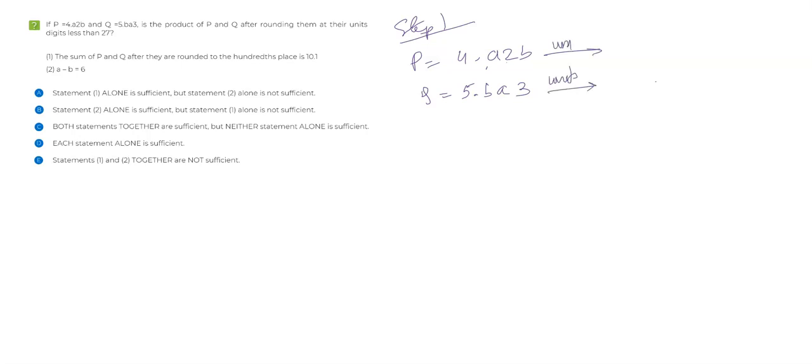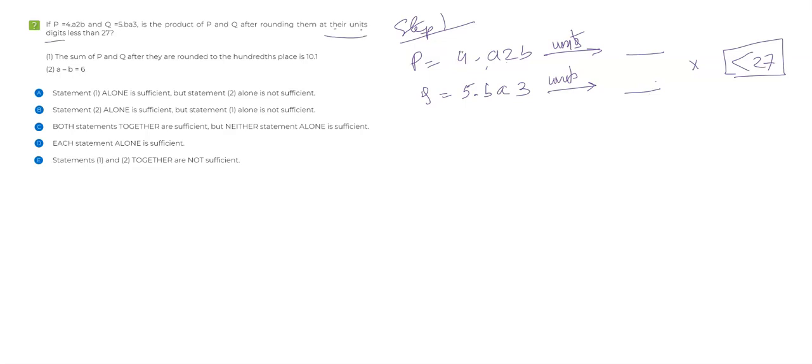Okay, once we round them at the units digit, we'll get some value. Now, is the product of these two values, when you multiply them, less than 27 or not? Okay, that is what we need to find out. Now, before jumping into these statements, let's pause and think: if I round them at the units digit, what does that mean?